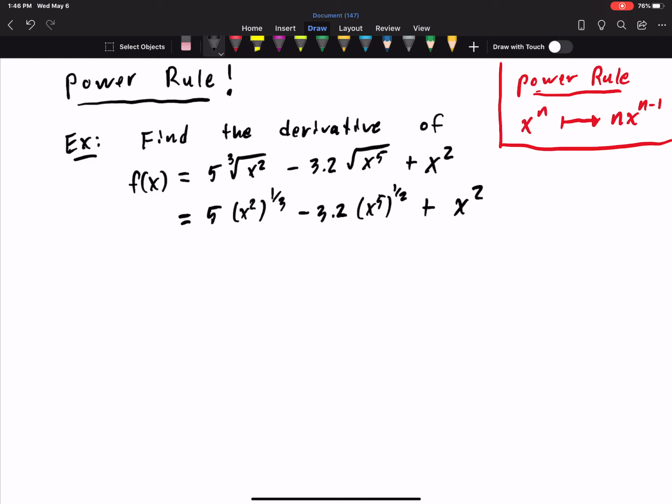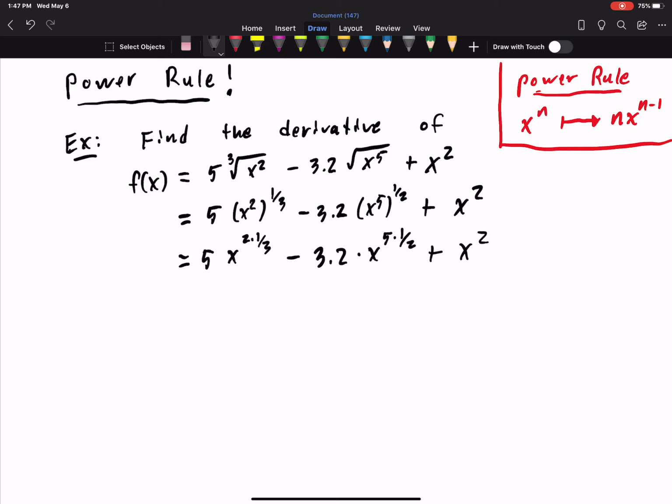Okay, now let's see if we can simplify this algebraically a little bit. The 5, the coefficient in front of this, is just going to come along for the ride. It doesn't impact the exponent at all. So now, how do we handle an exponent of an exponent, where you have x squared to the 1/3 power? Exponent rules tell you that that's the same thing as x to the 2 times 1/3 power. We're going to do the same thing in the second term here, 3.2 times x to the 5 times 1/2 power, and then nothing changes with this x squared, because it's already simplified as much as it gets.